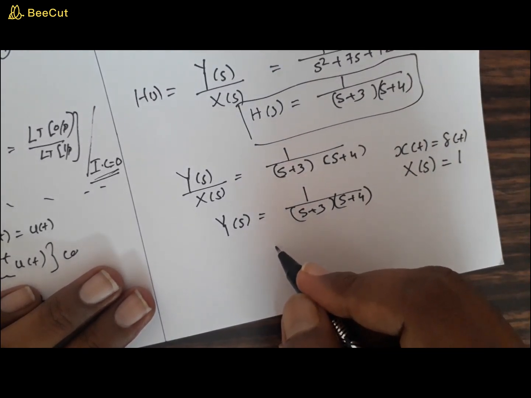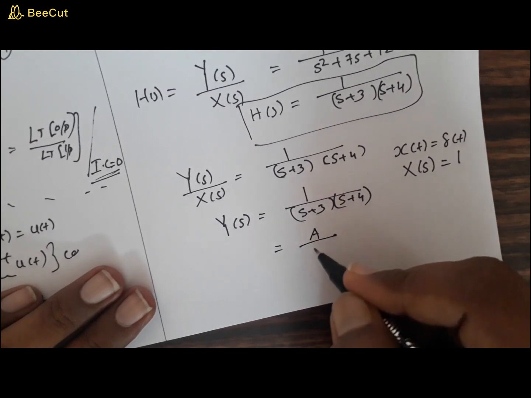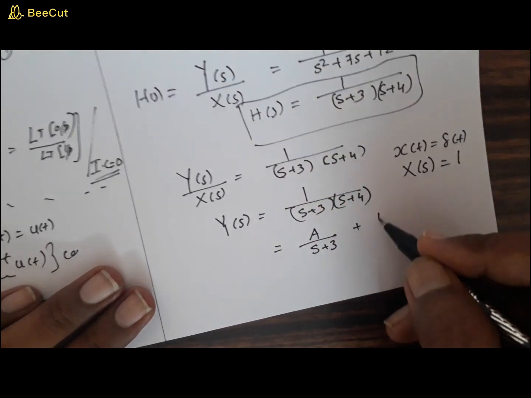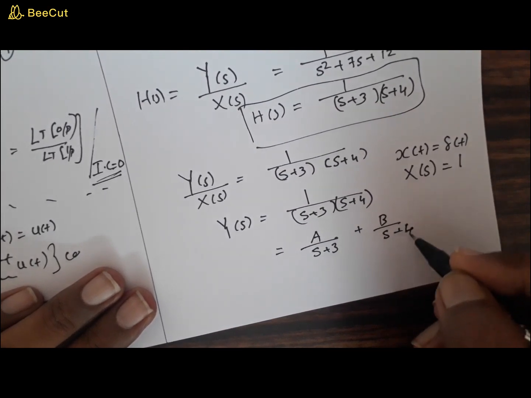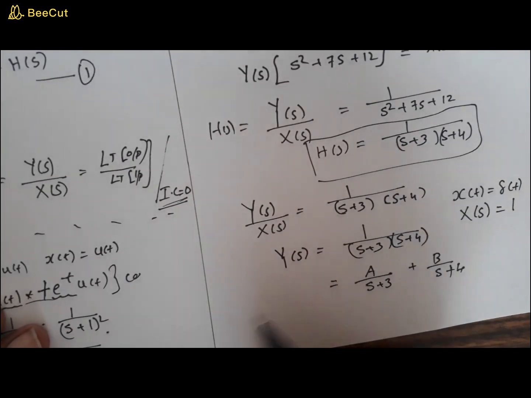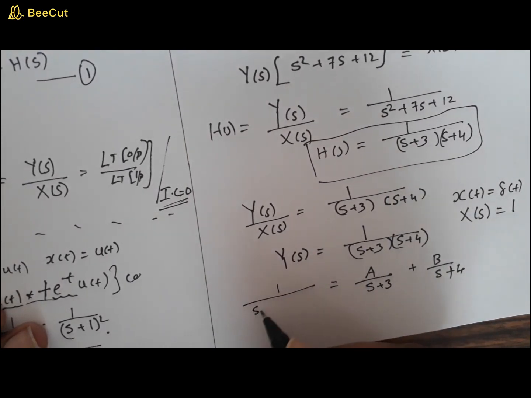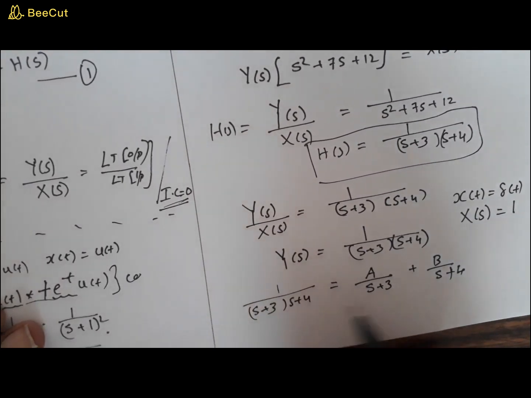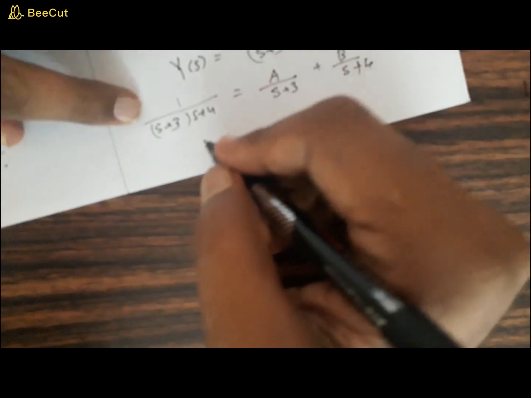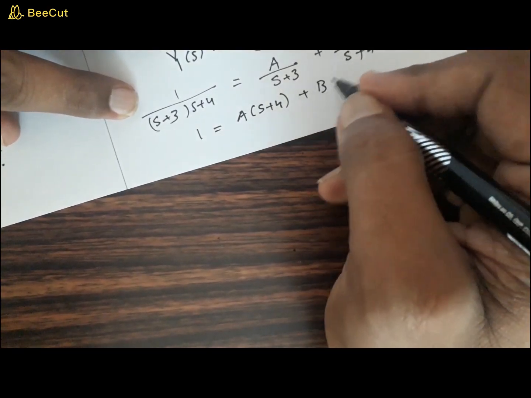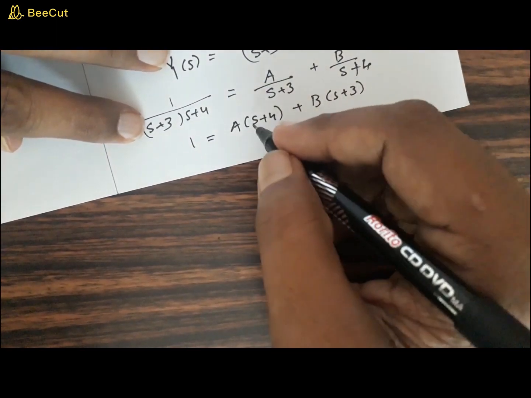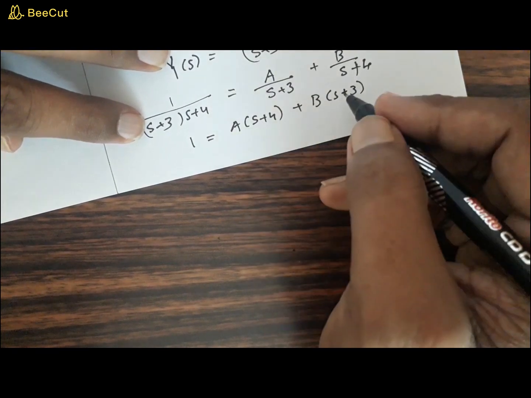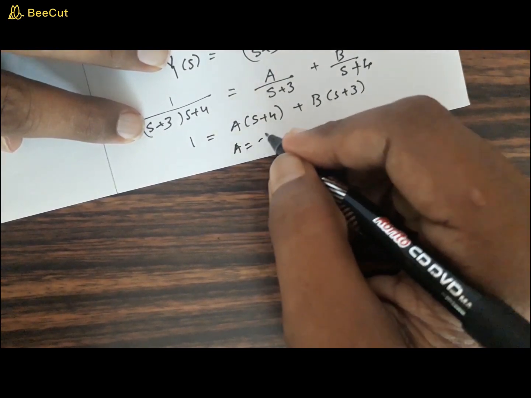Now this same expression can be written as A by (s plus 3) plus B by (s plus 4), which is equal to 1 by (s plus 3) into (s plus 4). Now this gives 1 is equal to A into (s plus 4) plus B into (s plus 3). Now when s is equal to minus 4, you will get A is equal to minus 1 and B as 1.